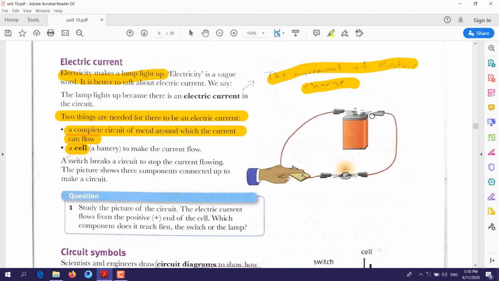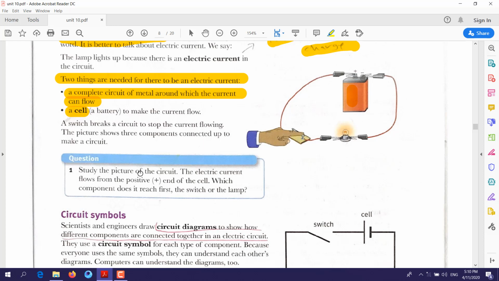If we connect these two ends with each other without a battery, what do you think? The bulb will light up? No, of course not. Why? Because there isn't a source of electric charge. So two important things there should be: one, the battery or a source of electric charge, and two, a complete closed circuit. Okay.